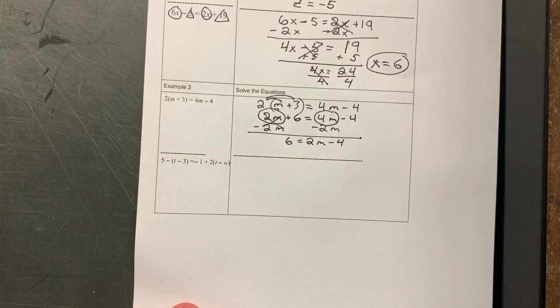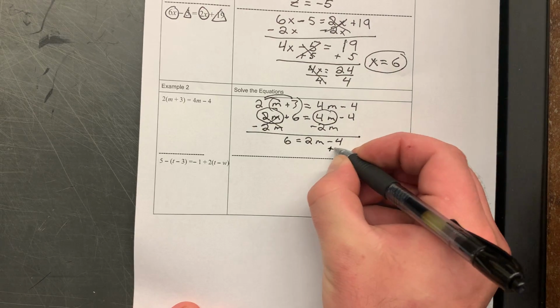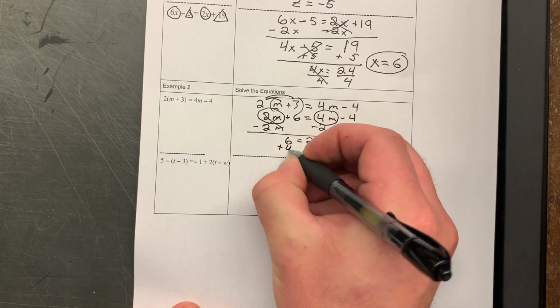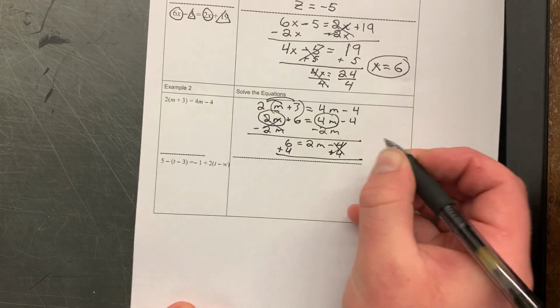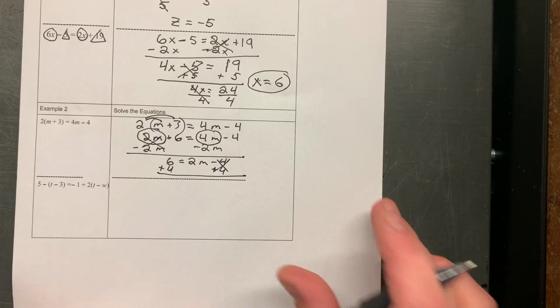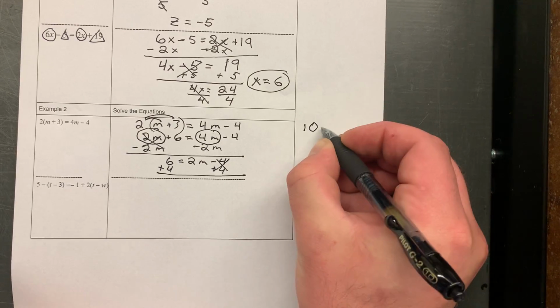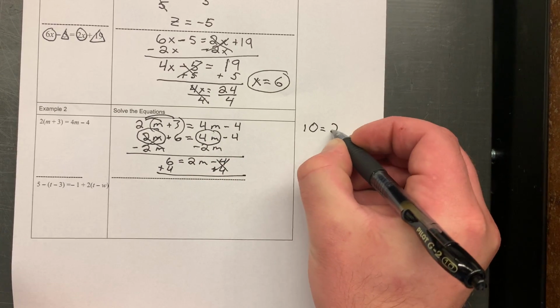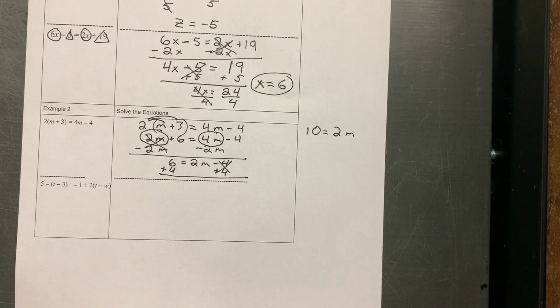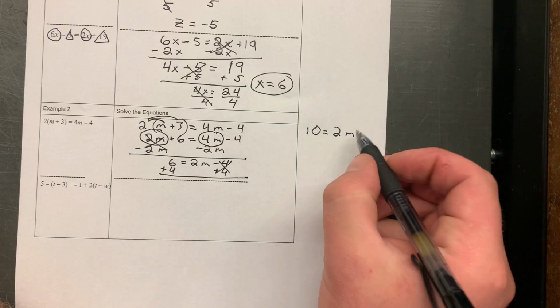Down to a two-step equation now. All I have to do is add 4 to this side. If I add 4 here, I have to add 4 over here. These cancel out. I'm going to rewrite it off to the side here, just since I have a little bit more room. 6 plus 4 gives me 10 equals 2m. Now I just need to divide by 2 because I have 2 times m.